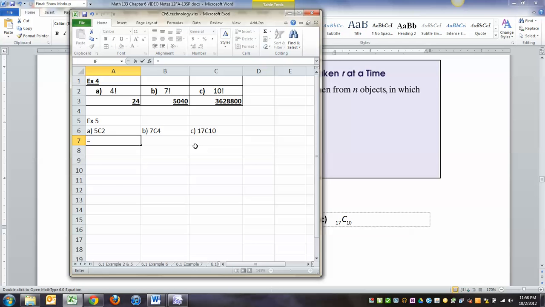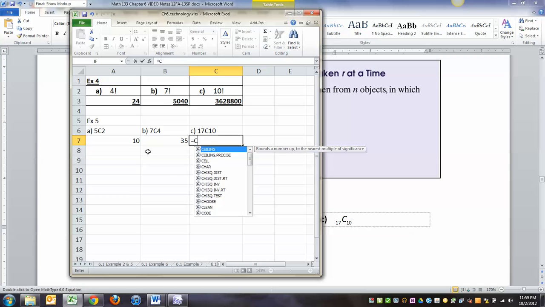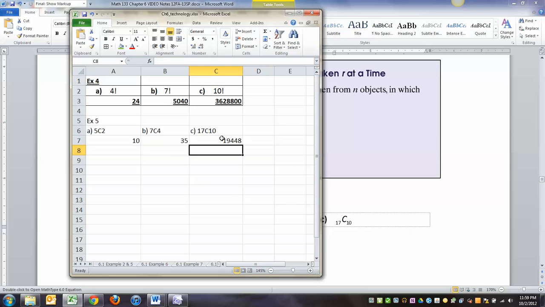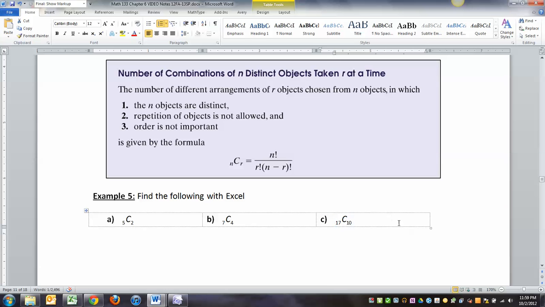All right, now how do you do that with Excel? Well, Excel has a combination feature. So combin, get it? And then n is the number and then the number chosen. So it was 5 choose 2. Enter. There you go. And this one's combin 7, 4. And this one's combin 17, 10. So there we go. Those 3 numbers are the 3 answers.